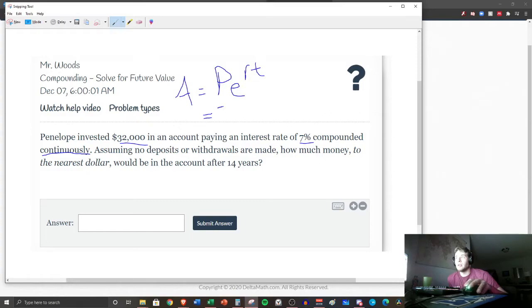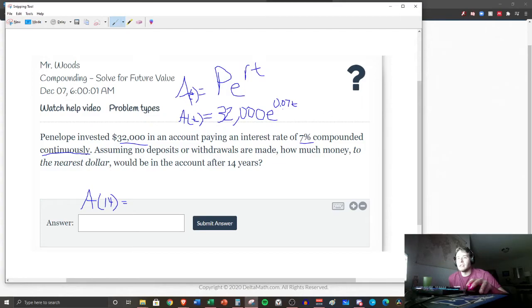Assuming no deposits or withdrawals are made, how much money to the nearest dollar would be in the account after 14 years? So we're going to put 32,000 E to this rate here, R, is going to be 0.07. I'm going to put my little function notation on here as well, A of t, and put t here. And then what I want to find is A of 14. What does that equal? That's what's going to go in here.